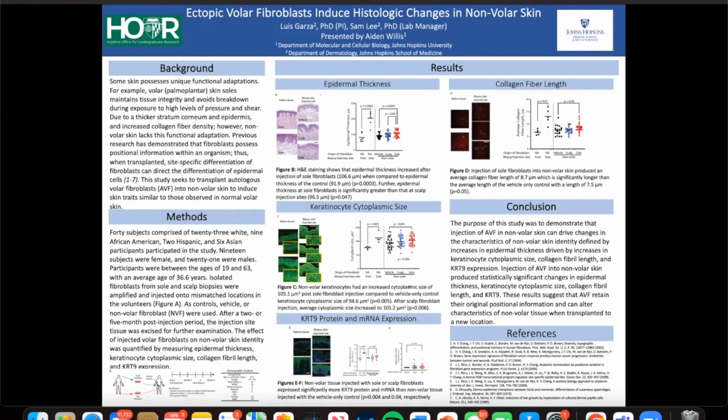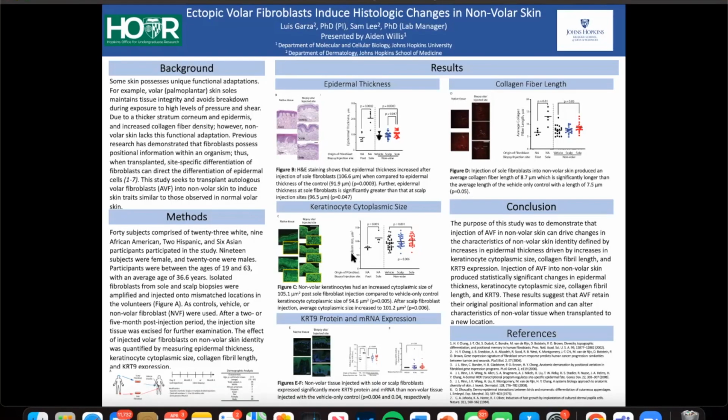And we were interested in keratinocyte cytoplasmic size, since increased cytoplasmic size may be indicative of the skin identity changes that we would expect to find by injecting these volar sole fibroblasts into the non-volar skin. As the volar fibroblasts from the sole retain their positional information, they would then act on the surrounding tissue, causing the surrounding cells to become more active to produce the thicker epidermis and characteristics that are more similar to those that you would observe in, say, your sole or the palm of your hand. You normally find thick skin.